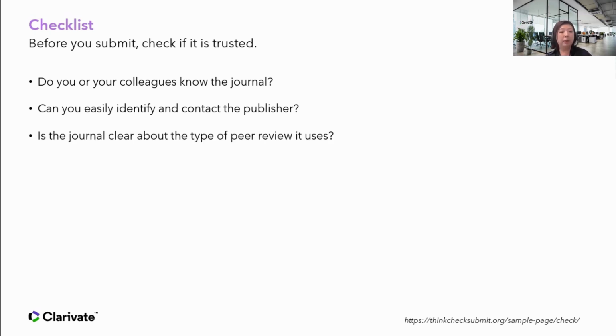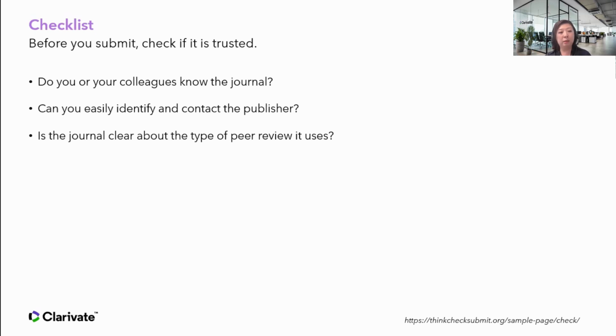Next, is the journal clear about the type of peer review it uses? In the past, it was always about single blind peer review, double blind peer review, but now we are also seeing open peer review because of the advocacy of open research. So we at Clarivate, we are also emphasizing a lot on open peer review now, and that is also published on the documents in the Web of Science if available.